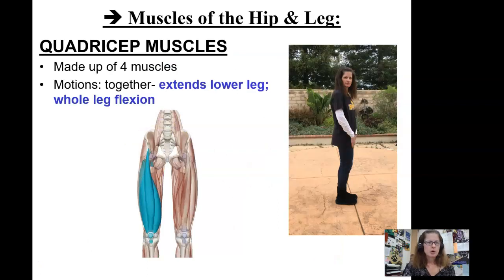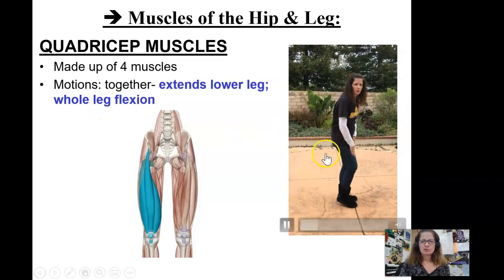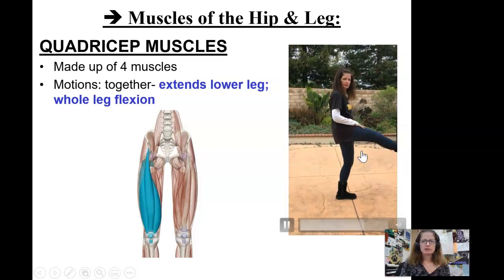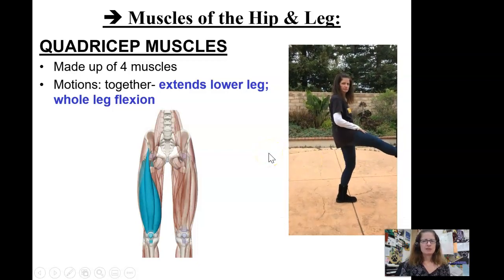All right, so now we're going to look at the quadricep muscle. Based on its name, there are 4 different muscles, and we'll look at the names of those muscles in a second. Their job is to extend the lower leg, so you're sitting at a 90-degree angle and you bring your leg up straight, or it will flex the whole leg. I'm going to show you here it flexing the whole leg. So this is quadricep muscles. That's flexion of the leg. And if you were extending the lower leg, that would be if my leg here was at that 90 degrees and I needed to bring my lower leg out so that it was straight.